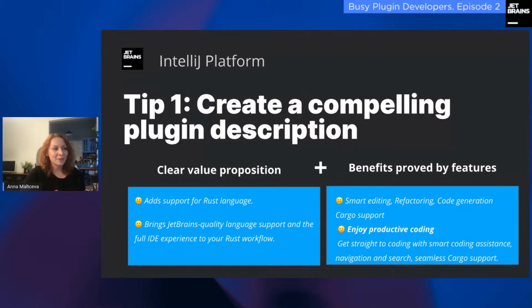We can see an example of value propositions. For example, a not good enough value proposition would be add support for Rust language, and a better one would be brings JetBrains quality language support and the full IDE experience to your Rust workflow.